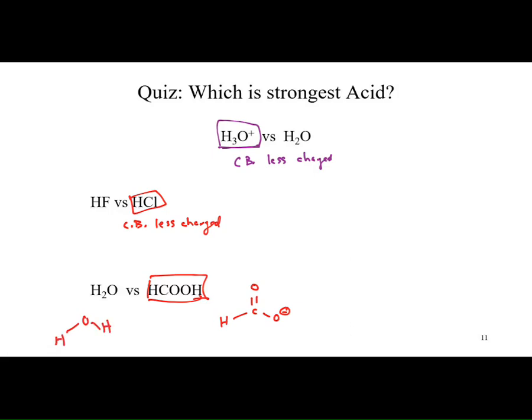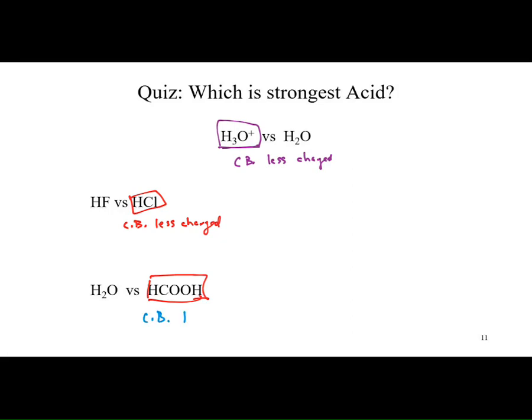Why is the boxed one more acidic than water? Why is it more stable? Okay, well, they're both negative oxygens, but everybody's favorite 8-letter word or 9-letter word, you can count and figure it out later, has resonance. That resonance stabilizes that negative charge, thereby making the conjugate base less charged.